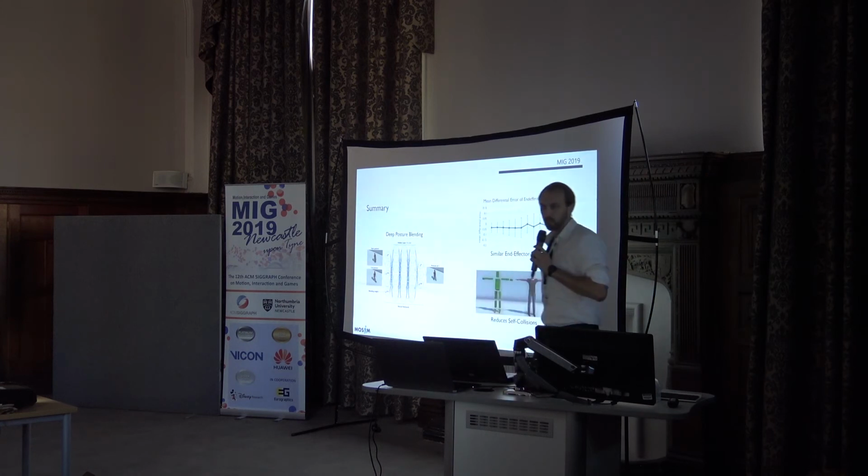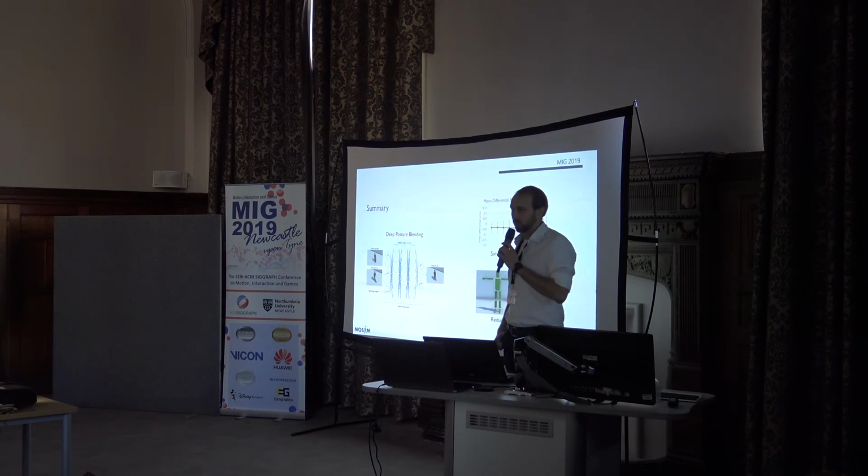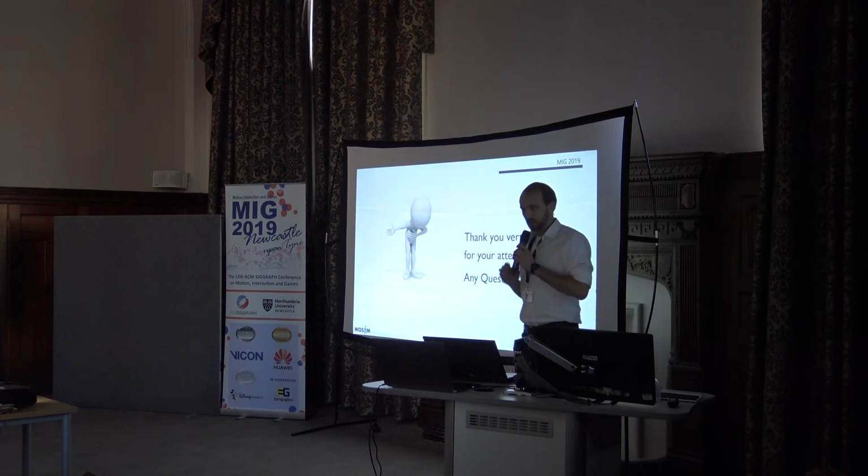So in summary, we constructed a deep posture blending network, which does not harm the end effector error, so it's very similar in error compared to linear blending, but reduces the self-collisions and thus produces more natural in-between frames than linear blending. Thanks for your attention. Any questions I can answer?